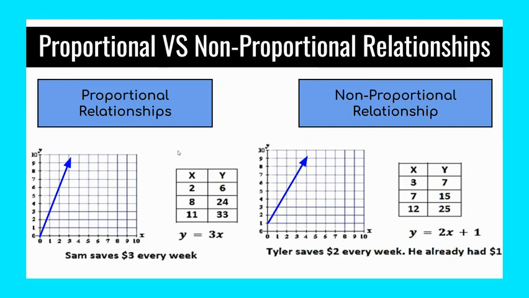Proportional and direct variation mean the same thing. It's just that people who write our tests like to think they're really funny and they like to trick us by using different words. Proportional, direct variation. So since this is proportional, it's also a direct variation.